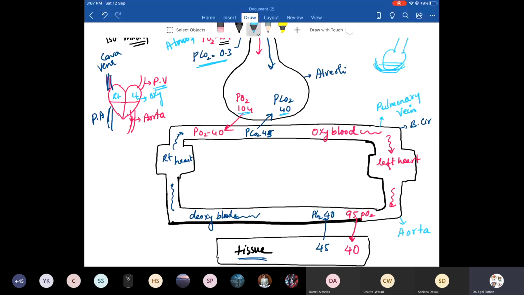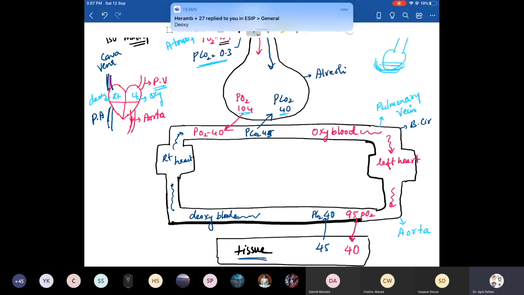Deoxygenated. Very good. The right side will receive deoxygenated blood. Now this deoxygenated blood gets into the right side of the heart by the vena cavas. Superior vena cava, inferior vena cava, we will discuss. The vessel that brings deoxygenated blood from the body to the heart is the vena cava. The superior and inferior we will study later. Okay, for now just remember vena cava.